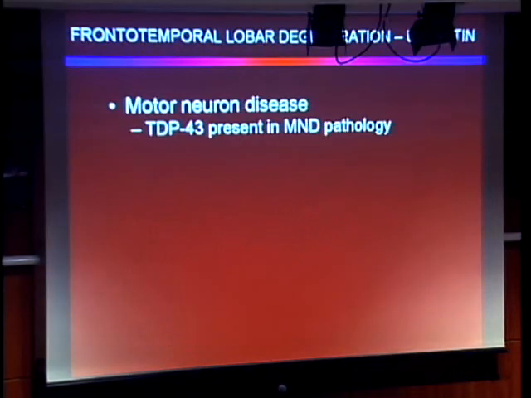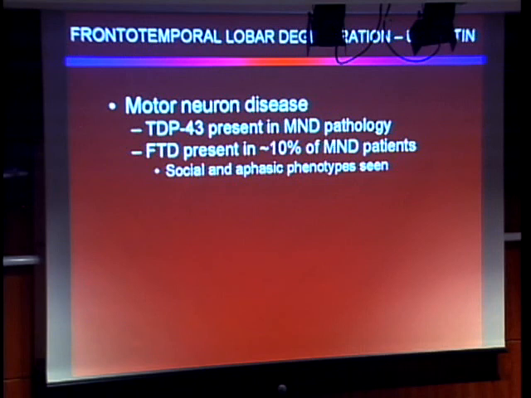And it's not just the brains of patients with FTD, but we also find the same kind of problem in motor neuron disease, or amyotrophic lateral sclerosis, Lou Gehrig's disease. TDP-43 plays quite a prominent role in the pathology of these conditions. Then there is a clinical overlap between motor neuron disease and FTD. We find that FTD is present in about 10% of patients with motor neuron disease.